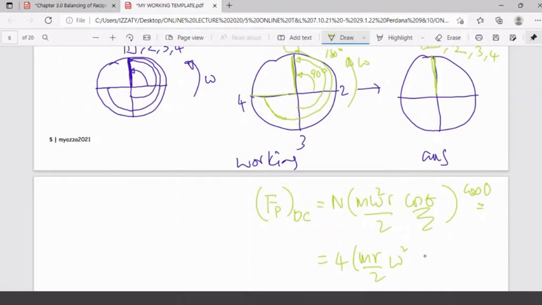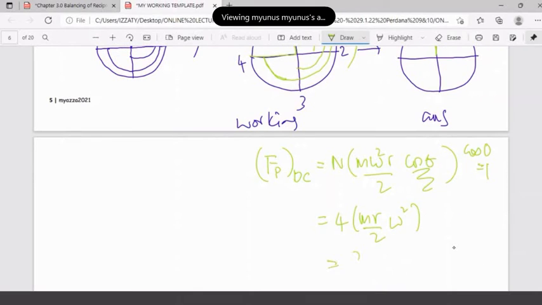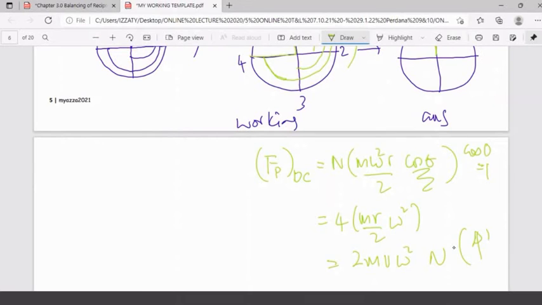Anyone? Yes, 1. So it becomes 1. Normally we don't put 1. So the answer will be F equal to 2 m r omega square Newton pointing upward. So this is the unbalanced one. Do you understand me or not? Yes or no?